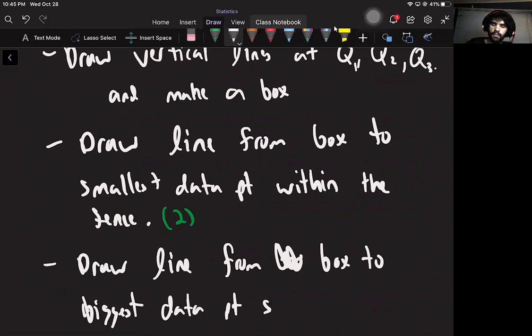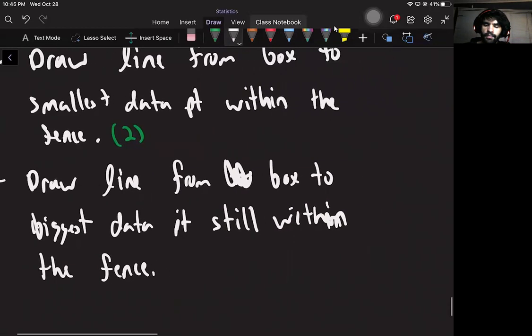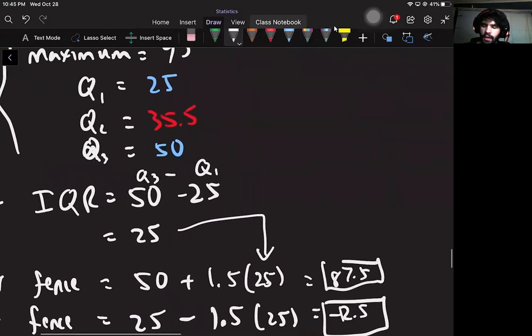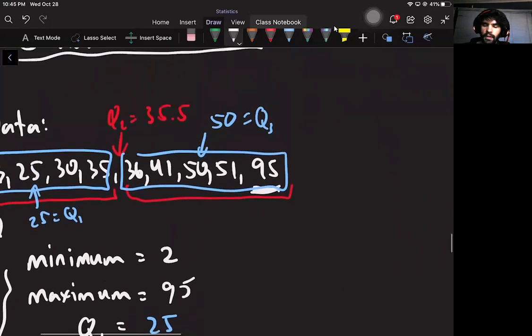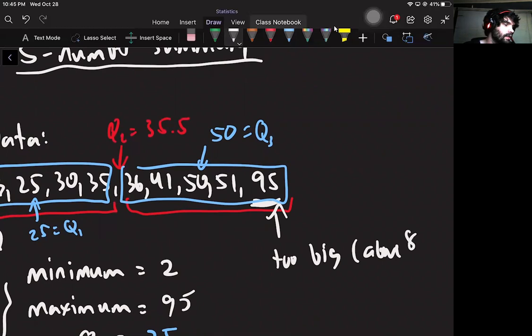Again, still within the fence. So I go and I say, what's my fence? My upper fence is 87.5. So I go up here and I say, what's the biggest number still within? Well, 95, that's too big. It's not in the fence. It's above this fence of 87.5.